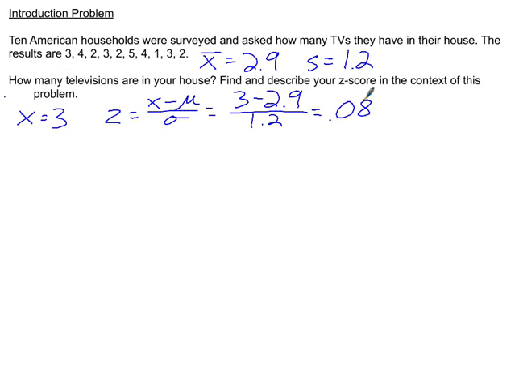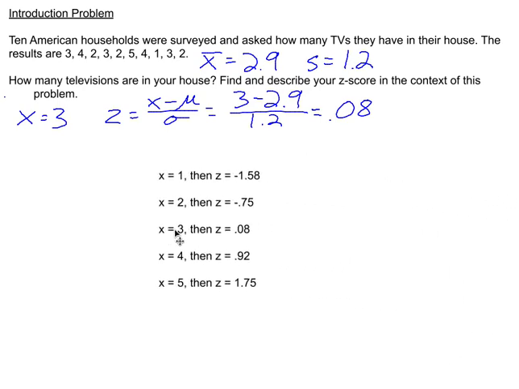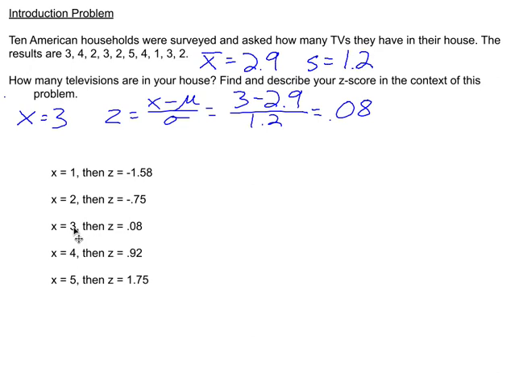Alright, so 3 TVs is just slightly above the mean. Now, depending on how many TVs you have, here are the calculations for 1 to 5 TVs in the household. And we can see between 1 and 5 TVs are all within 2 standard deviations of the mean. So that's all very usual.